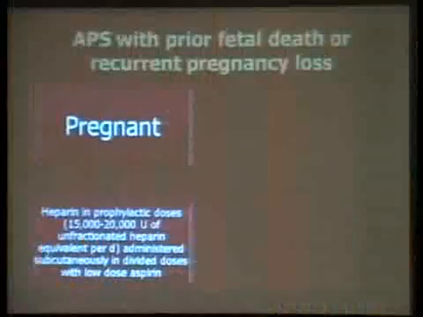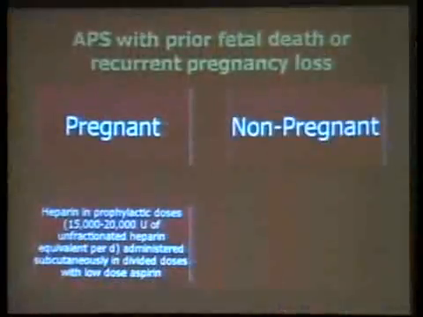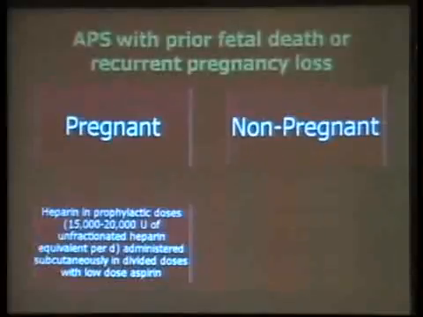So what do you do with patients who are pregnant and have APS? So if they are pregnant and they have APS, and they have had prior fetal death, or they have recurrent pregnancy loss before. So here's a patient who comes in and tells you, I'm pregnant again, but I had an abortion last year, but here I'm pregnant again, and I have antiphospholipid antibodies. So what do you do?